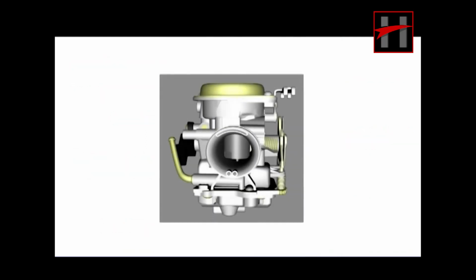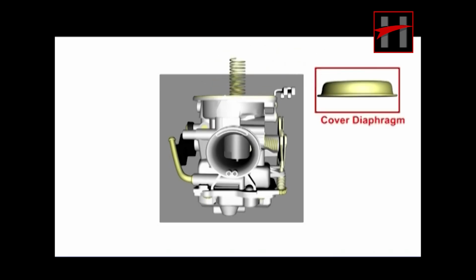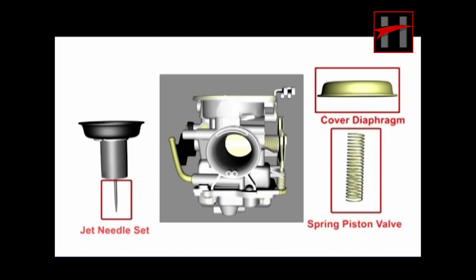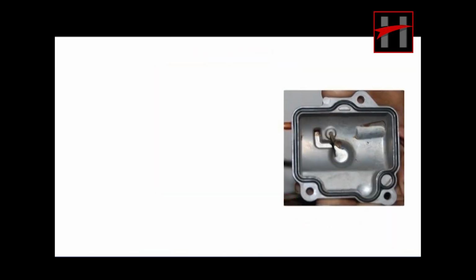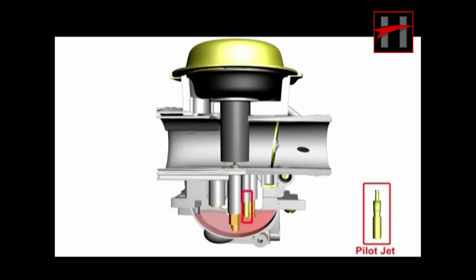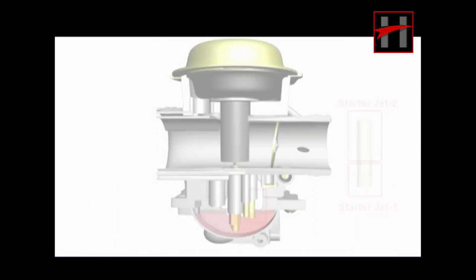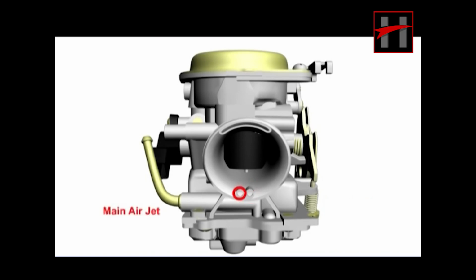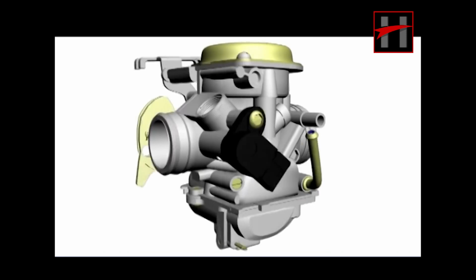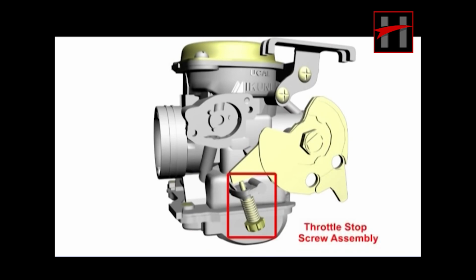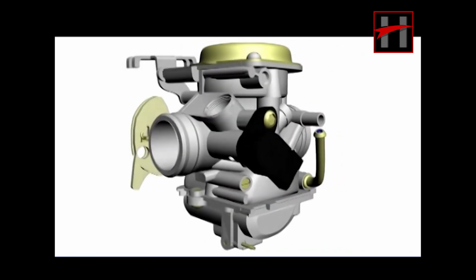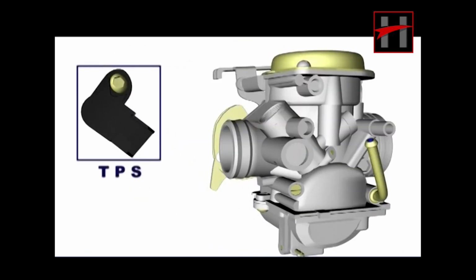Following are the components in a BS type carburetor: cover diaphragm, spring, piston valve, jet needle set, piston valve with diaphragm, float assembly with pin, float chamber gasket, pilot jet, main nozzle, starter jet 1, starter jet 2, pilot air jet, main air jet, butterfly slide, starter plunger set, throttle stop screw assembly, pilot screw assembly, and throttle position sensor.